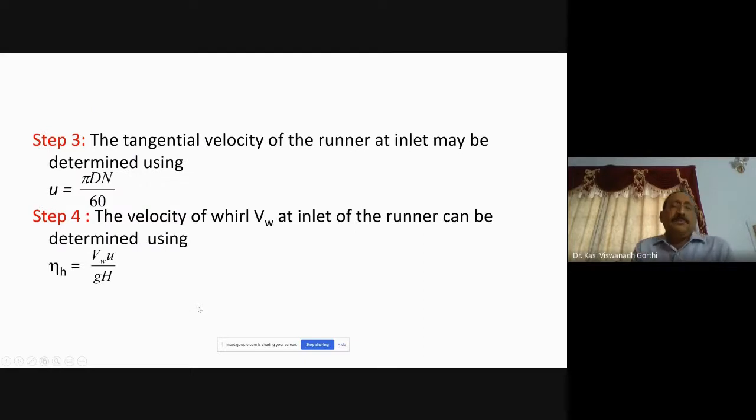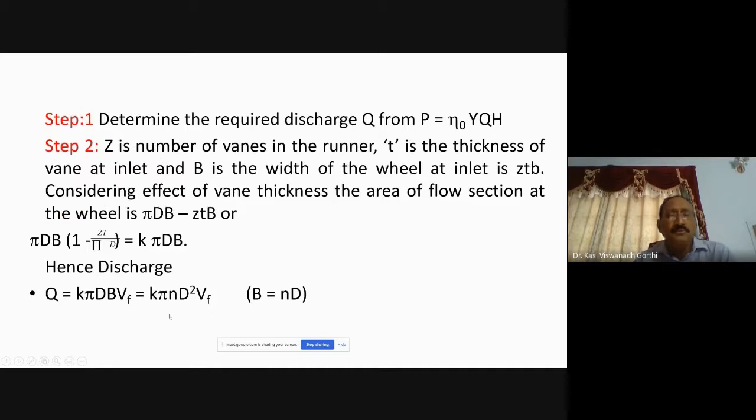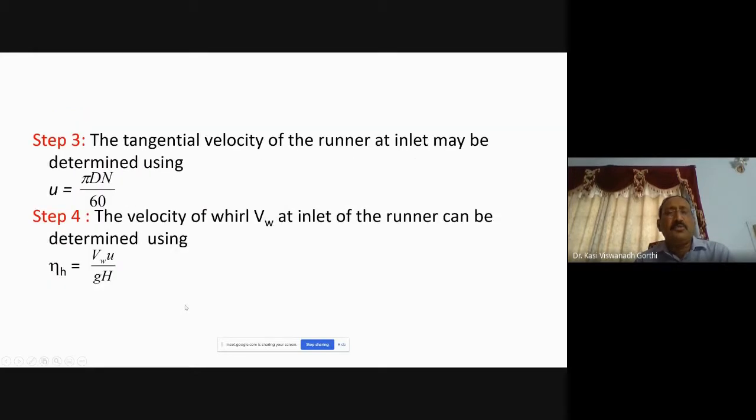Now, step 3, the tangential velocity of the runner at inlet may be determined using the equation U is equal to pi DN by 60. So it is the tangential velocity. N is the speed in RPM, which is known to us. D is the inlet diameter. We have computed the value of D from step 2, and hence pi DN by 60 gives you the tangential velocity U at inlet.